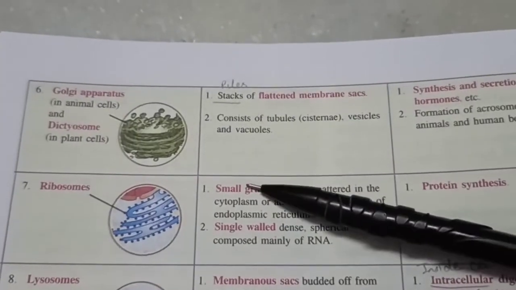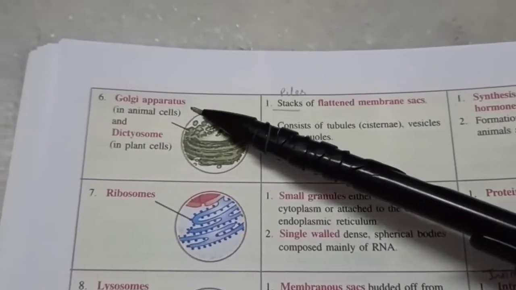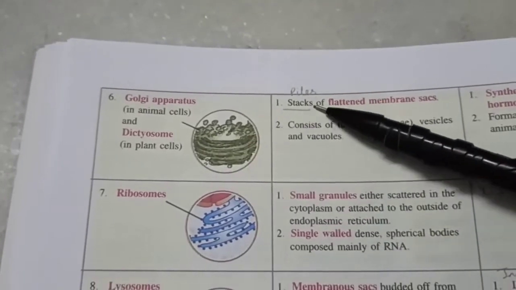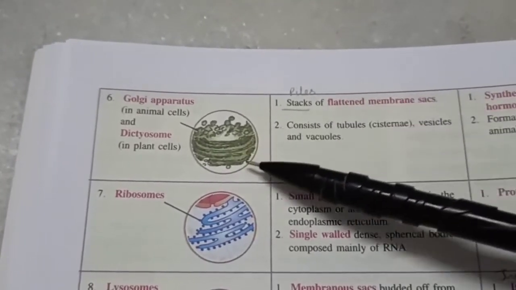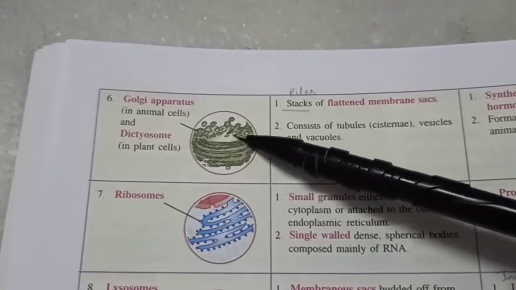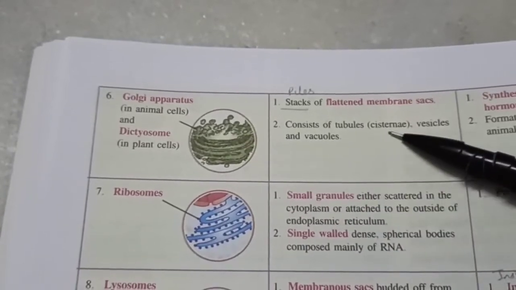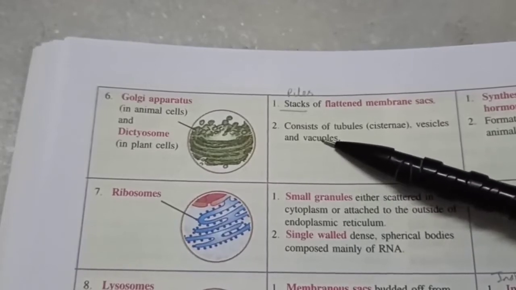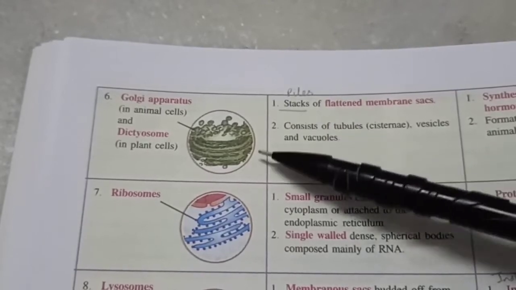The next organelle we'll study is Golgi apparatus. In plant cells, they are called dictyosomes. They are stacks of flattened membrane sacs. Stacks means piles of them, as you can see, one on top of the other. They consist of tubules, that is cisternae, vesicles, and vacuoles, which are quite similar to each other. So vacuoles are mostly formed from Golgi apparatus.